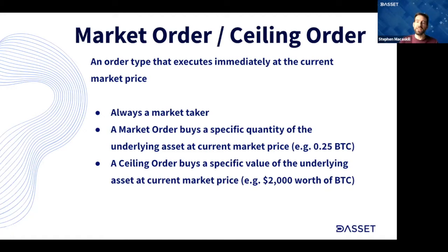A ceiling order is slightly different, where you want to buy a specific quote currency amount, basically the total value of the order. I want to spend $3,000 worth of Bitcoin. I don't know what the price of Bitcoin is, but I'm willing to buy $3,000 at the current market price. I don't know what the quantity will be, but I know I'm spending a cap of 2,000 or 3,000 or whatever I set. So those are pretty easy.